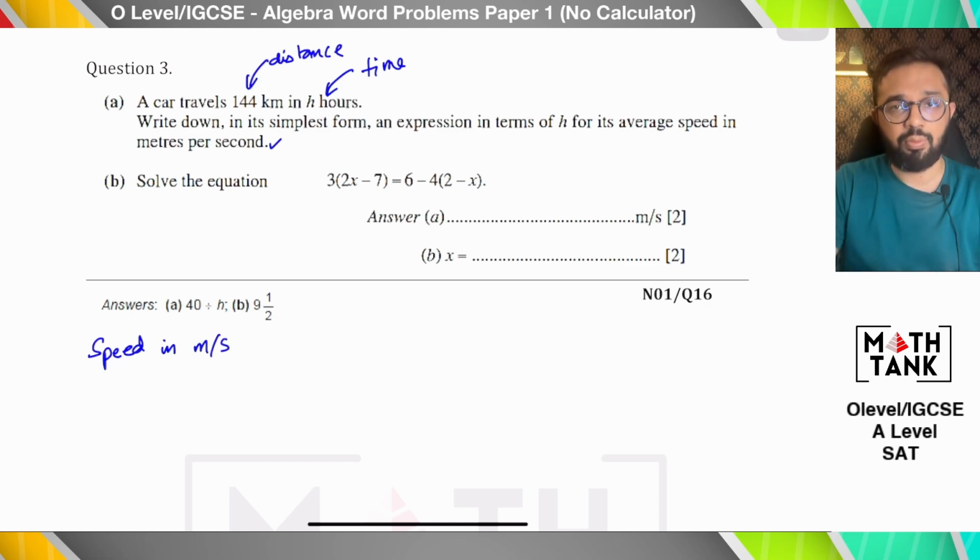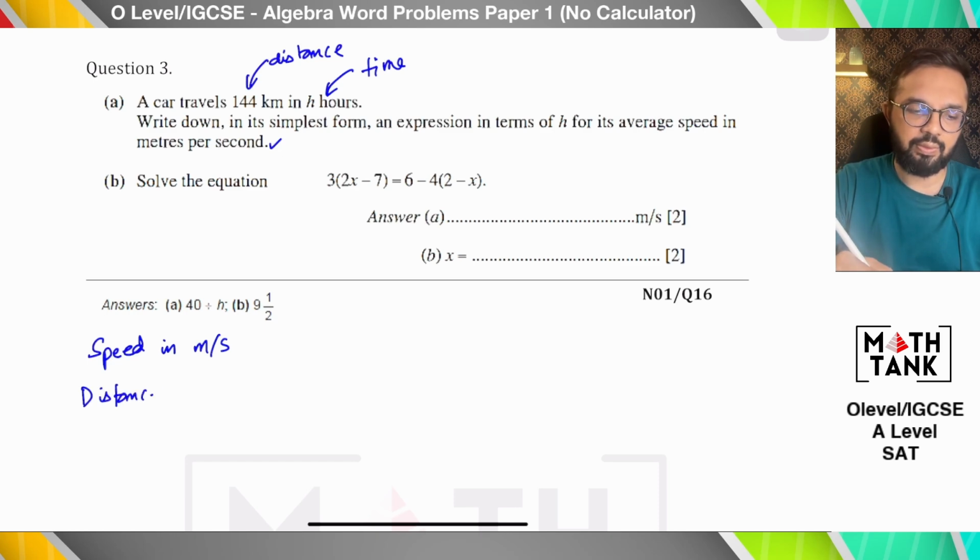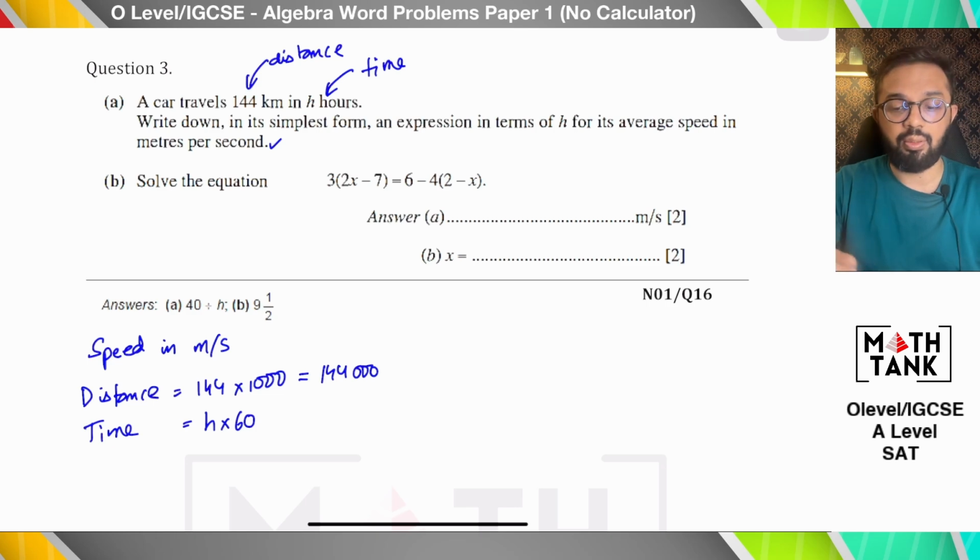There are two ways of doing that. I could first calculate the speed, or I could first convert them into meters and seconds, and then write down an expression for speed, which is distance upon time. I think the second idea is easier, that I first convert them into meters and seconds. So distance is 144 into 1000. Why? Because 1 kilometer is 1000 meters. So 144,000. Time is 8 hours. I multiplied by 60 to convert it into minutes, and then another 60 to convert it into seconds. So that's 3600 h.